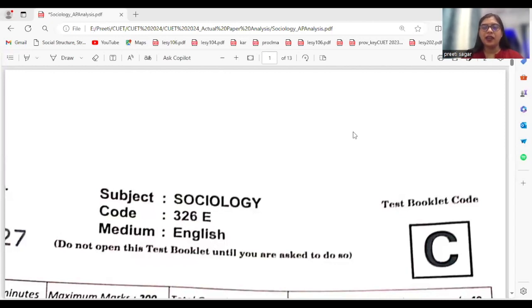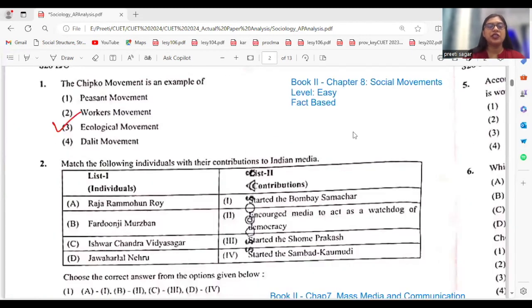This is Preeti Sagar. I'm here to discuss the Sociology answer key of the CUET paper. Let's discuss. First question, we'll move on. Chipko movement is an example of, that is ecological movement. Option 3 is the right answer.